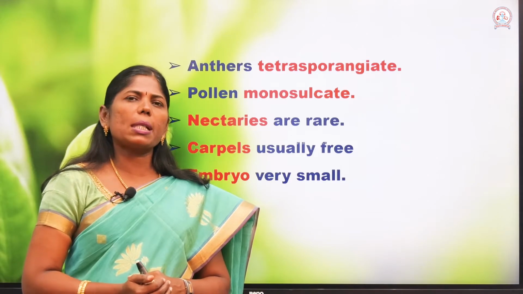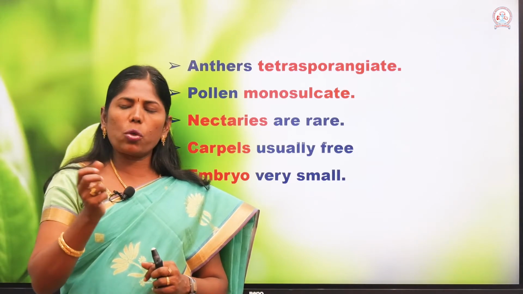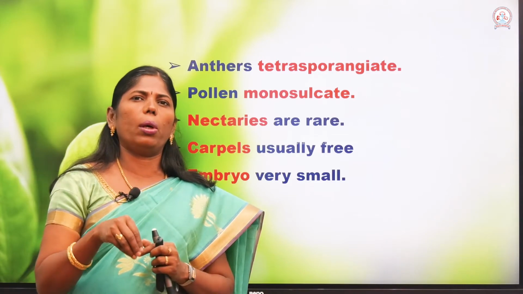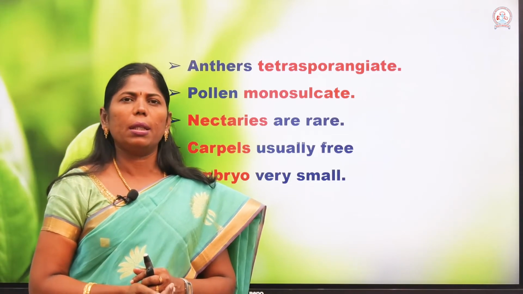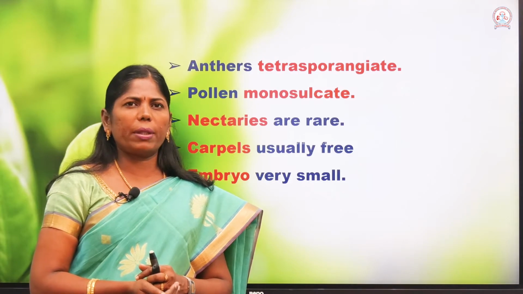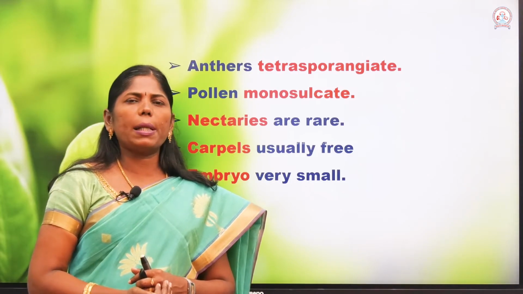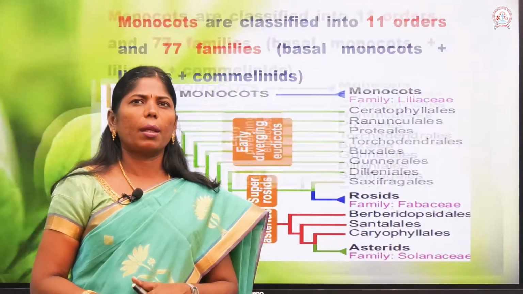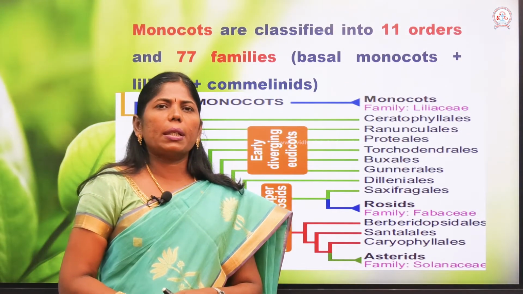ஸோ போலன் மோனோசல்கேட் அப்படின்னா சிங்கிளாக வந்து இப்போ சோழி உருட்டி போட்டால் எப்படி இருக்கும், அது நடுவில் வந்து ஒரே ஒரு சின்ன டிப்ரெஷன் இருக்கும் இல்லையா, ஹோல், அதை மாதிரி இருக்கும். That is a monosulcate. So nectaries are rare. Nectars வந்து ரொம்ப ரேராக தான் இருக்குது. So carpels வந்து that is a free apocarpus. Embryo is very small. And next we are going to see the monocots.